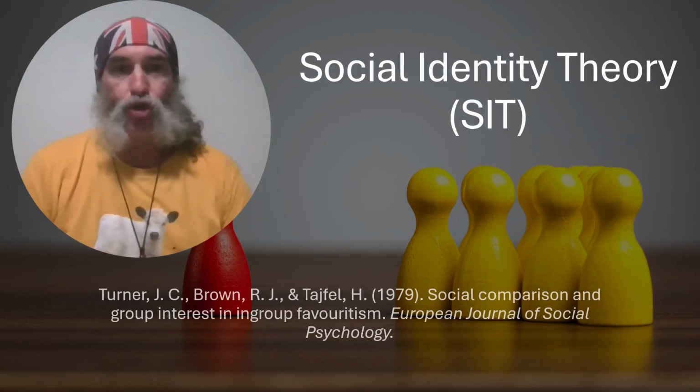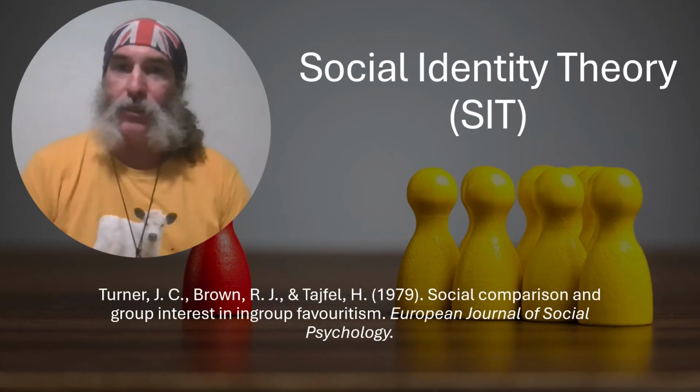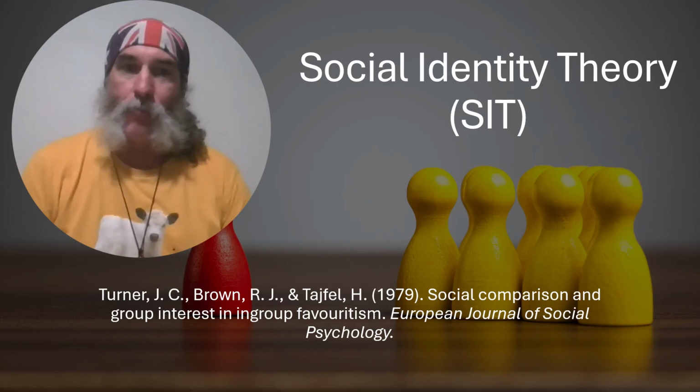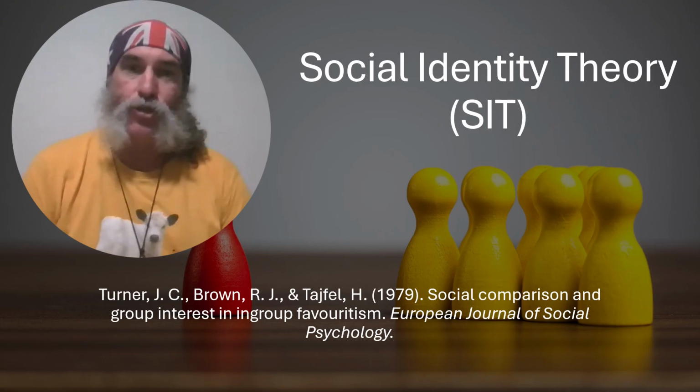The topic I wanted to talk about today was social identity theory, SIT, from an article written by Turner, Brown and Tajfel in 1979 called Social Competition and Group Interest in In-Group Favoritism. It was published in the European Journal of Social Psychology.